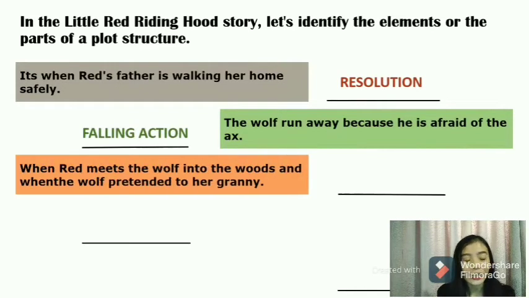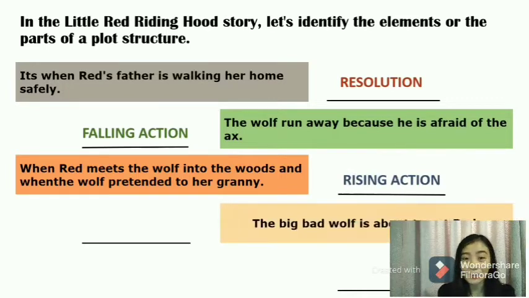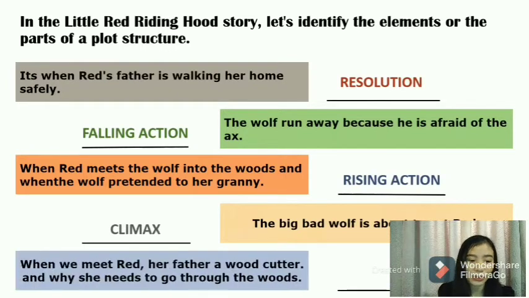How about this one? When Red meets the wolf in the woods and the wolf pretends to be her granny. Okay, Kyle, it's the rising action. Very good. How about this one? The big bad wolf is about to eat Red. Okay, Michael, it's the climax. Very good. How about this one? When we meet Red, her father, a woodcutter, and why she needs to go through the woods. Alright, Kyler, it's the exposition. So very good, everyone. Good job.